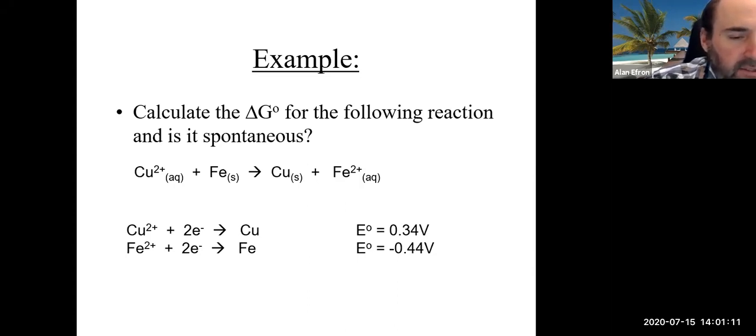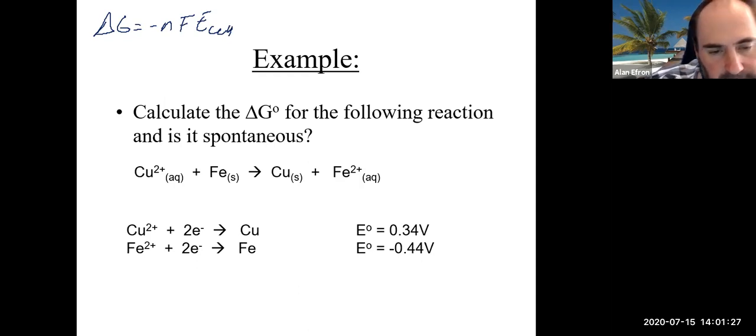So we want to calculate delta G, and we're given our SRP values. So that should allow you to think about this equation here. We do want to figure out E of the cell, so we want to figure out our cathode and our anode. And hopefully you determine from the information given that this should be our cathode, and this here should be our anode.